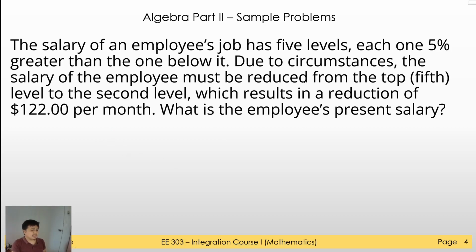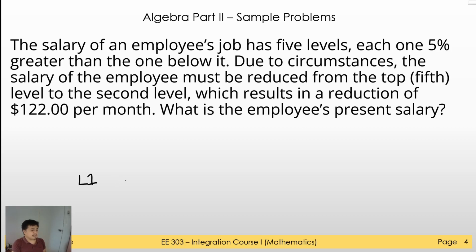Initially, the employee is on the top, and then this employee was demoted into the second level. So what we're trying to find is this employee's present salary. So let's have a diagram first.